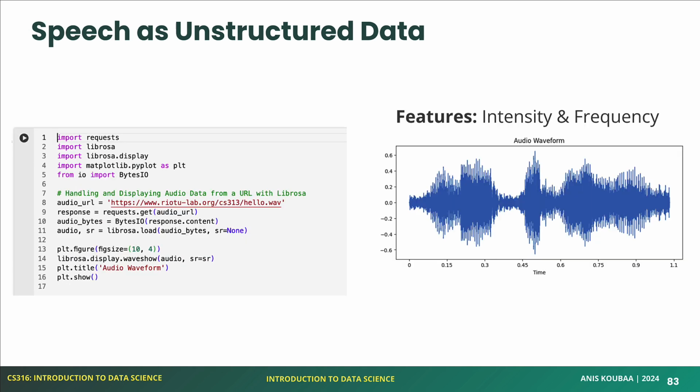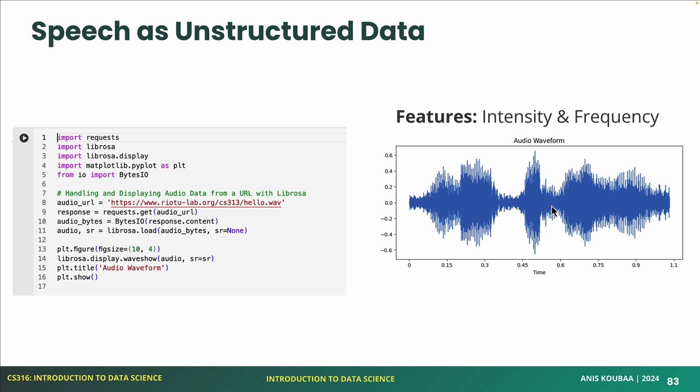Another type of unstructured data, as we already talked about, is speech or the audio waveform. So what are the features? How do we characterize a feature in this waveform? It is basically using the intensity or the amplitude and also the frequency. So this is a speech I've recorded saying hello world. If everybody says hello world, we're going to have a similar type of speech pattern.